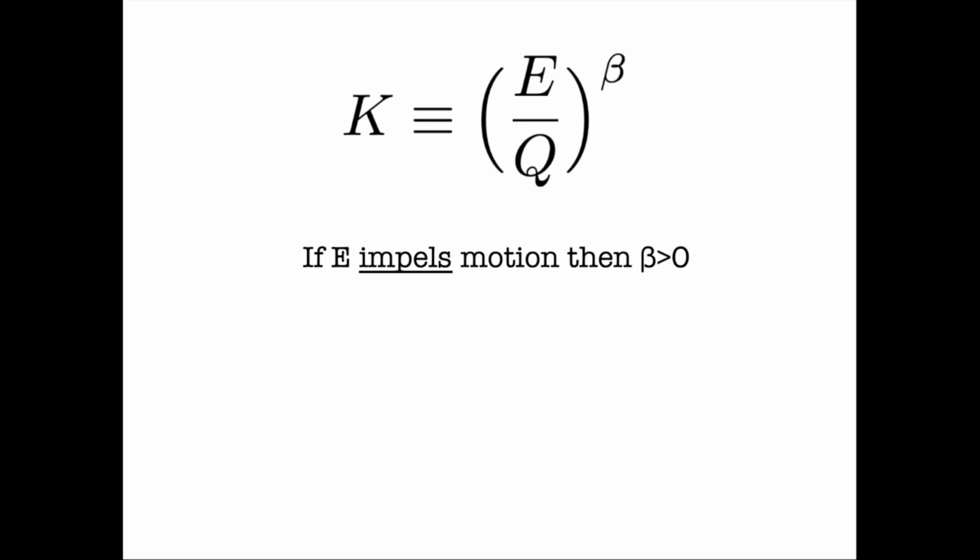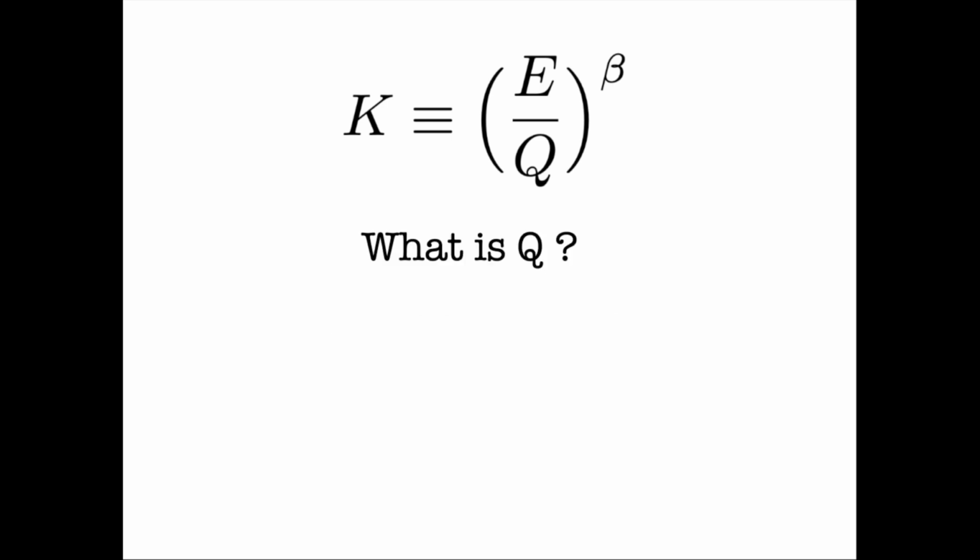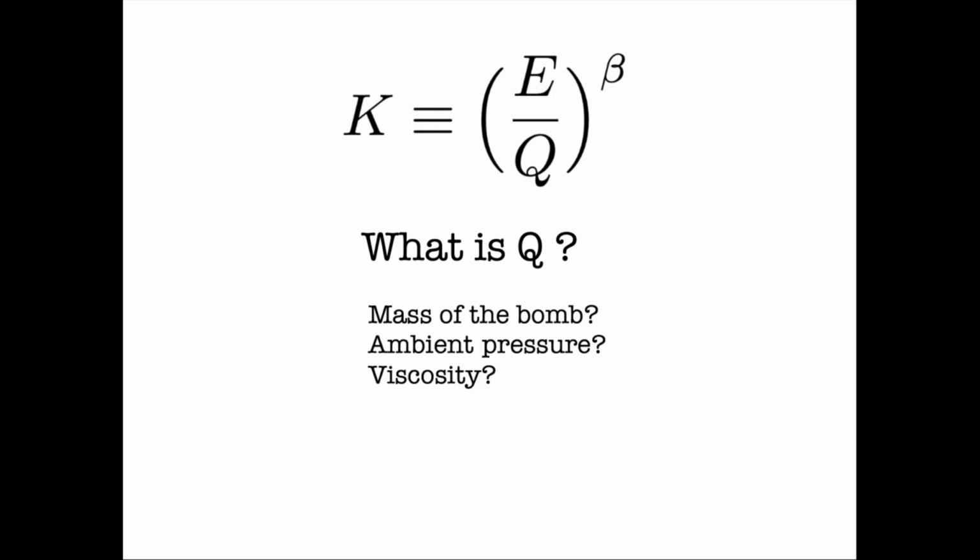Because energy is understood as the motor of the explosion, beta is expected to be positive, so larger values of energy would lead to higher values of the prefactor K. In contrast, the quantity Q must impede motion. Larger values of Q would lead to a slower expansion of the explosion. A priori, a lot of factors could resist the explosion, including the mass of the bomb, the ambient pressure around the bomb, even viscosity or gravity.